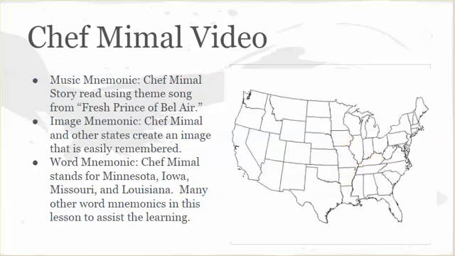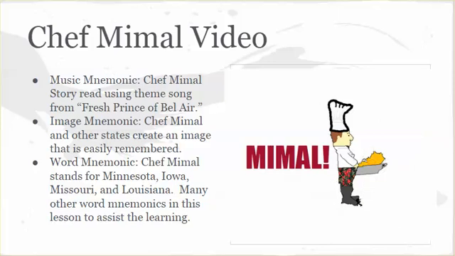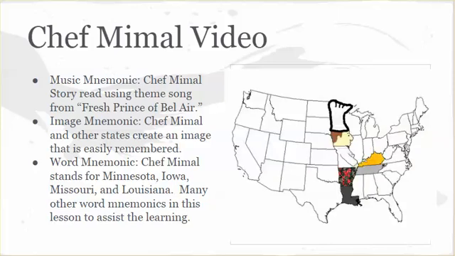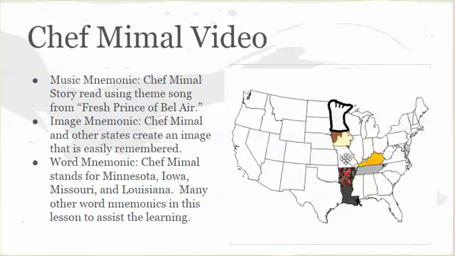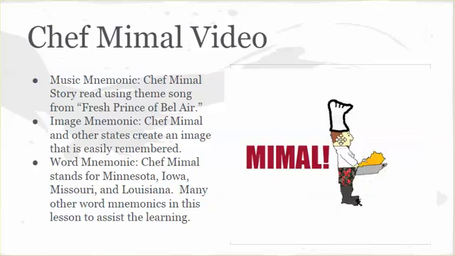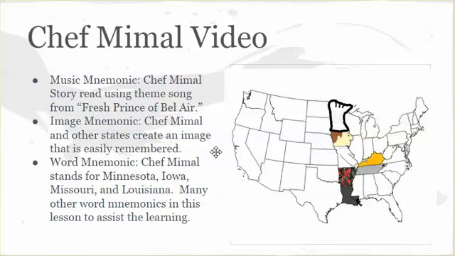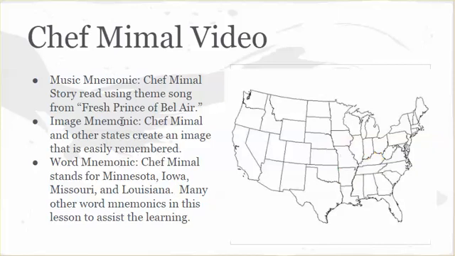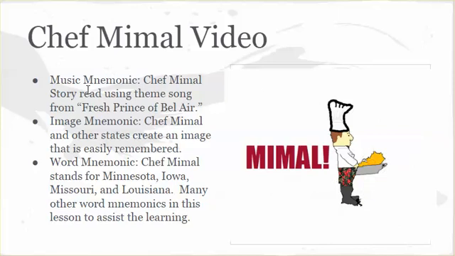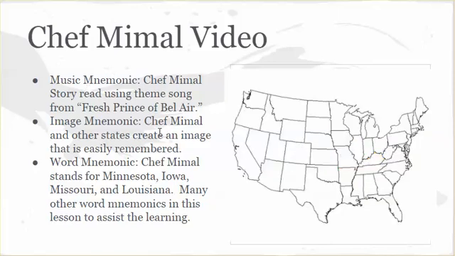So the Chef Mimal, as you can see on this slide, creates an image that's easily remembered. So at the top here, we have Minnesota, Iowa, Missouri, Arkansas, and Louisiana. So we have Mimal. And again, that is also a word mnemonic. So we can see the visual, and we have the word that goes along, and the story that we're going to use music to go even along with that. So it all ties in to learn the 50 states.